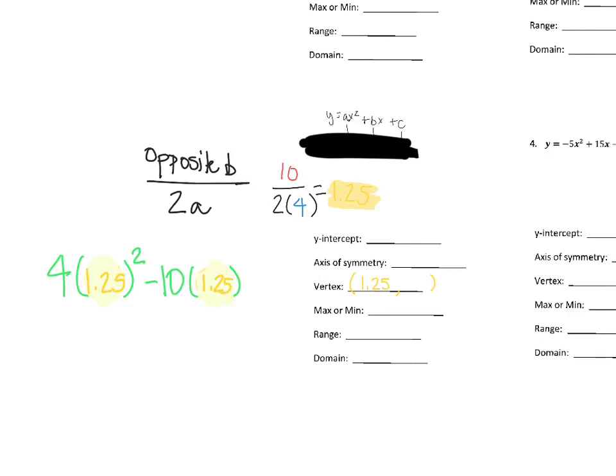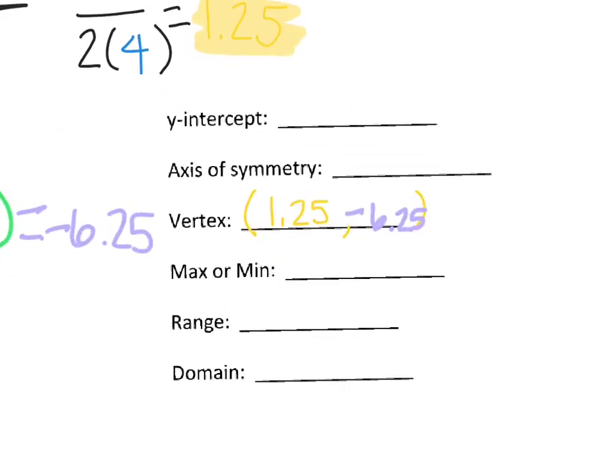And once you get it set up, setting it up is literally the biggest part of the battle, because once you get it set up, all you have to do is put it in the calculator and see what it gives you. Which is negative 6.25. So when you plug all this in, it gives you negative 6.25. And now I have the second half of my vertex.